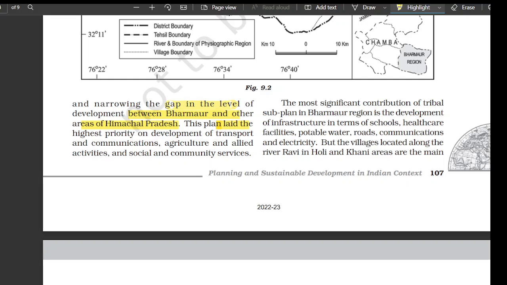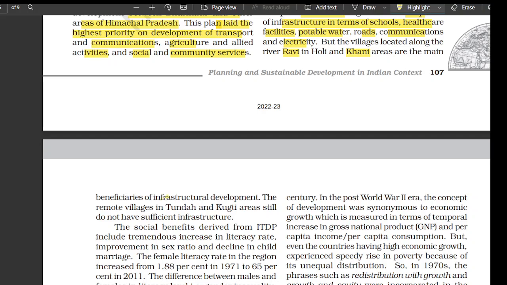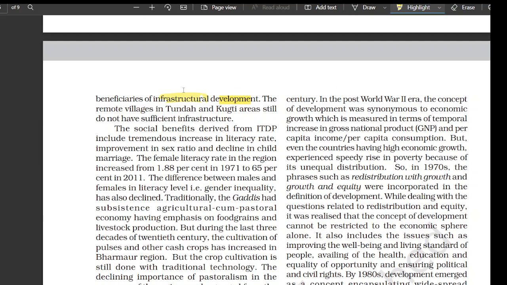This plan laid the highest priority on the development of transport and communications, agriculture and allied activities, and social and community services. The most significant contribution of the tribal subplan in Bharmor region is the development of infrastructure in terms of schools, healthcare facilities, potable water, roads, communications, and electricity. But the villages located along the river Ravi in Holi and Khani areas are the main beneficiaries of infrastructural development. The remote villages in Tunda and Kugti areas still do not have sufficient infrastructure.